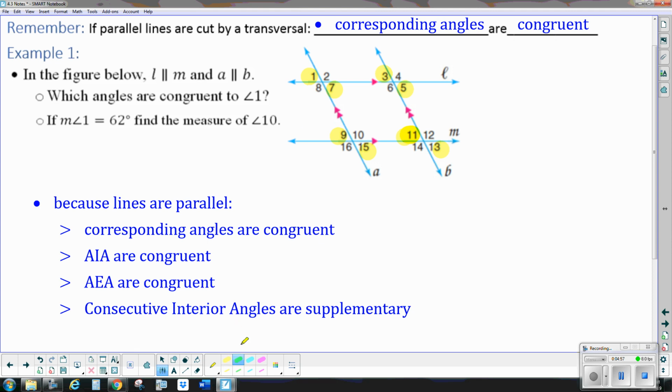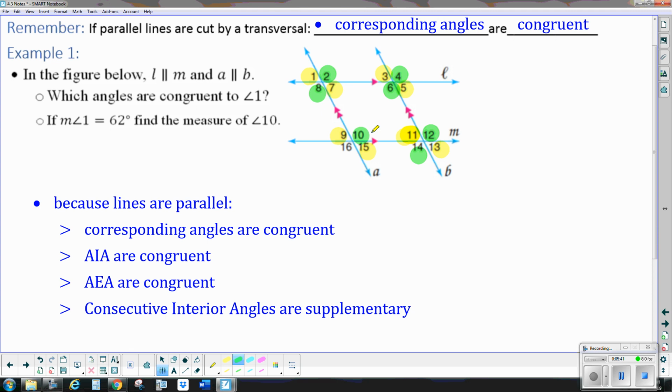All of the other angles: 2 and 8 would be congruent because they're vertical. 2 and 4 are congruent because they're corresponding angles, looking at L as the transversal and A and B as the parallel lines. Angle 4 and 6 are congruent because they're vertical angles. Angle 4 and angle 14 are congruent because they're alternate exterior angles. 14 and 12 are vertical angles.